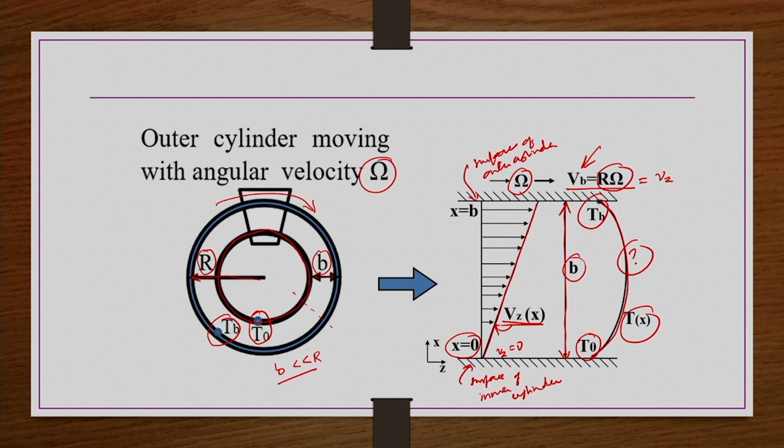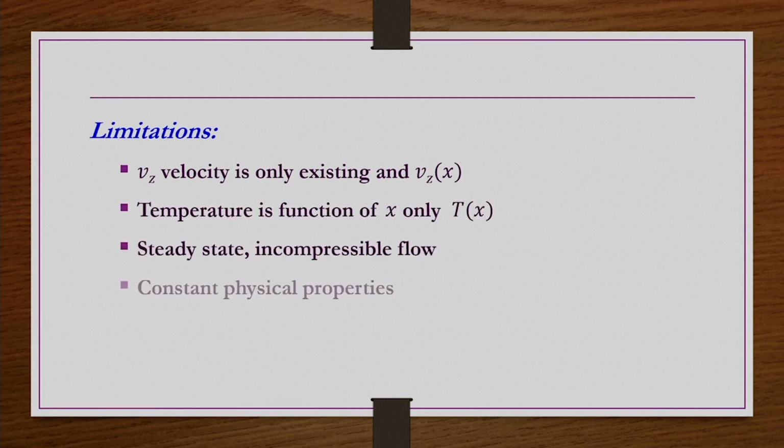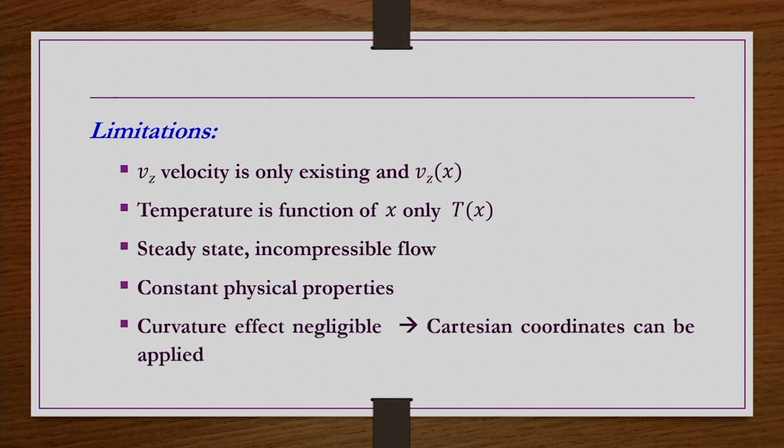So, this is the schematic representation of the problem. The temperature profile shown here is just a representation, it is not the true nature of the curve, which we have to find out. The limitations of this problem, if you list them out: only V z velocity exists and it is a function of x, temperature is a function of x only, steady state and incompressible flow, constant physical properties, and curvature effect negligible, so Cartesian coordinates can be applied. The fluid is not specified, so we can take a Newtonian fluid.